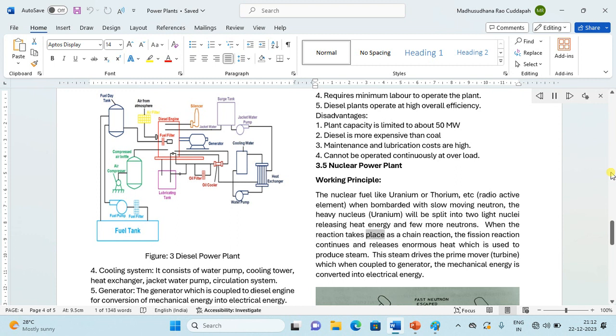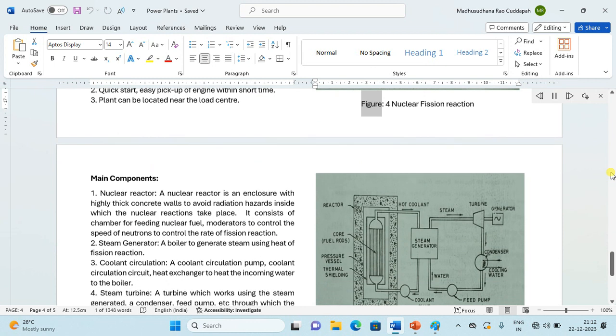When the reaction takes place as a chain reaction, the fission reaction continues and releases enormous heat which is used to produce steam. This steam drives the prime mover, turbine, which when coupled to generator, the mechanical energy is converted into electrical energy. Figure 4. Nuclear fission reaction.